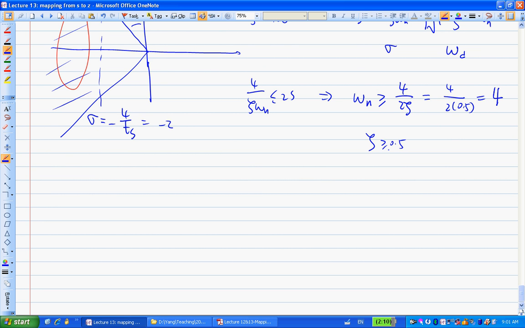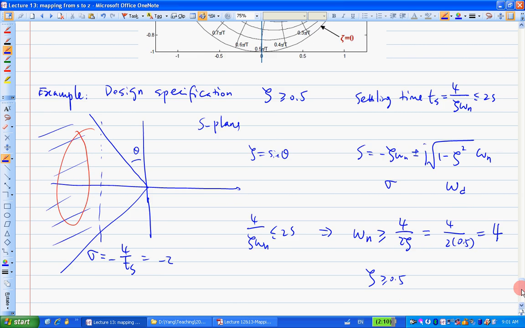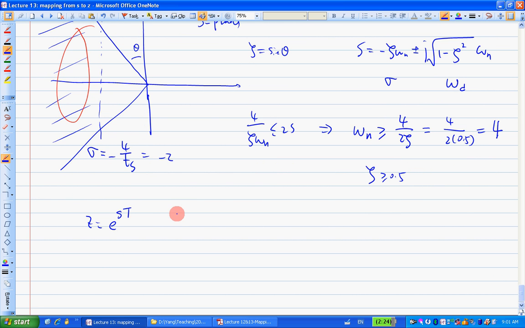So that's another thing. Now let's do the mapping. When you do the mapping, the whole idea is z equals e to the s T. That's your basic equation to do the mapping. As we learned, looking at the drawing, I have a constant damping ratio and a constant settling time here. The constant settling time, this vertical line, is going to be mapped to where?